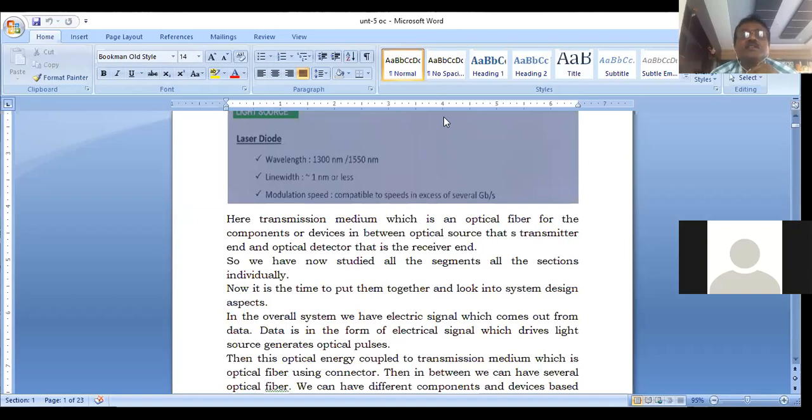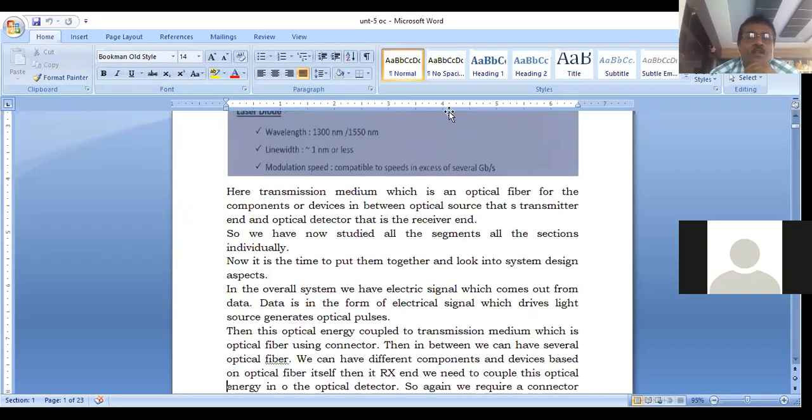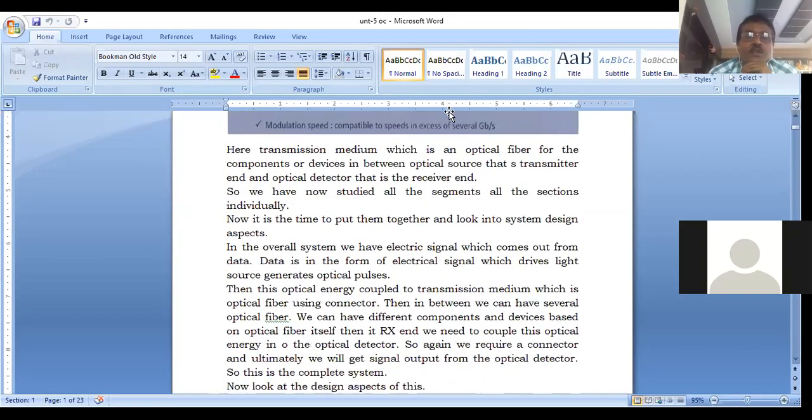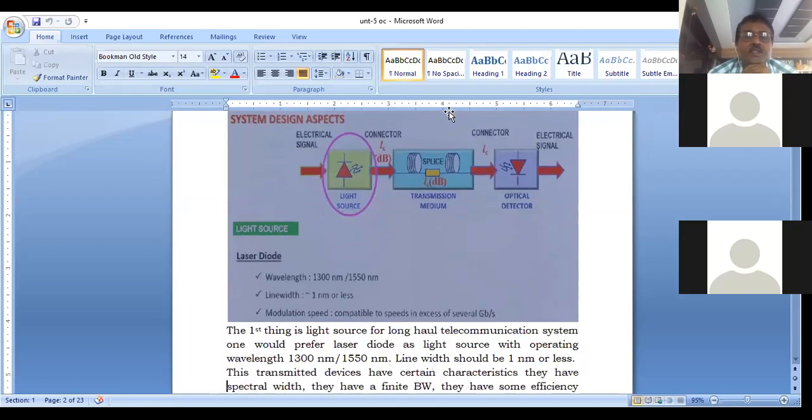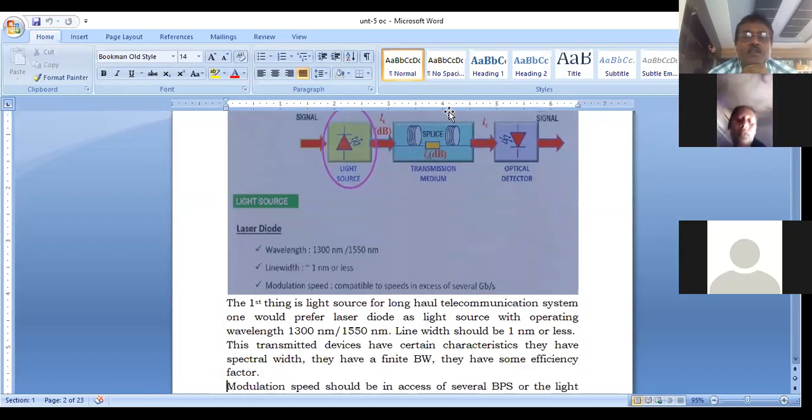If you take, for example, the laser diode, very easy. And next, now all of you mute, please mute.